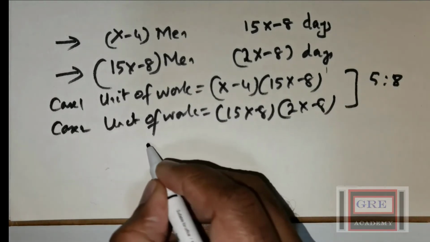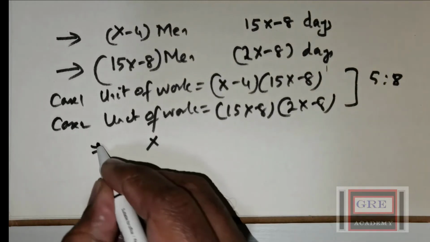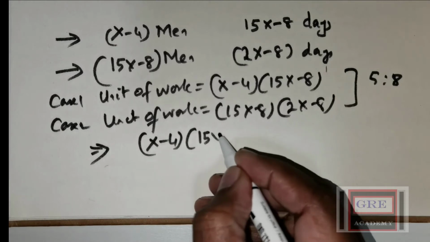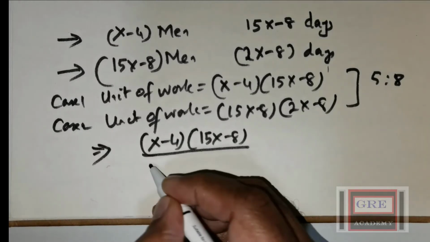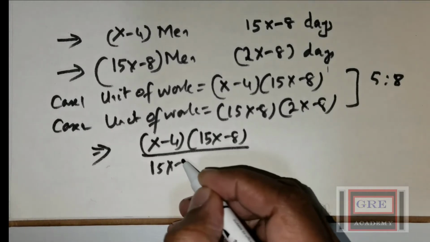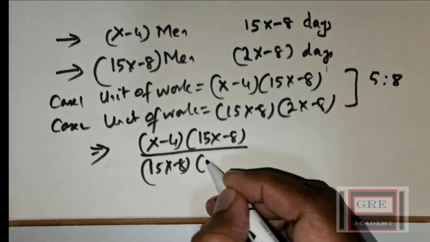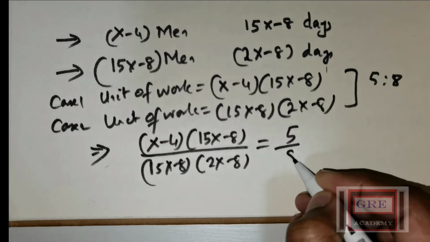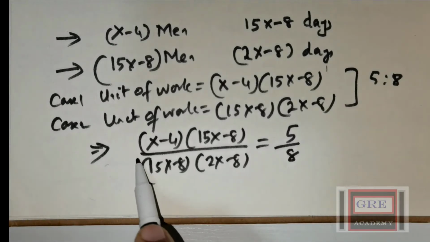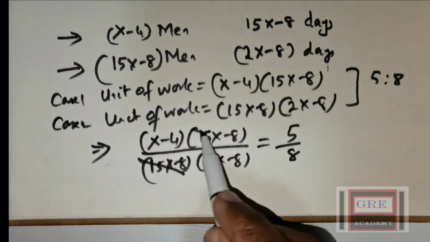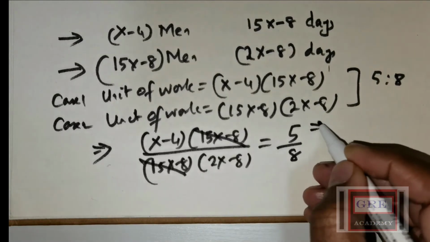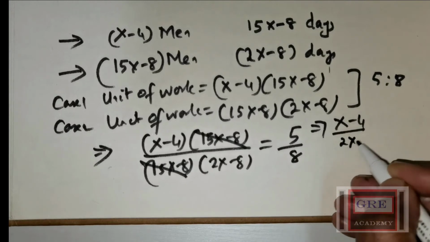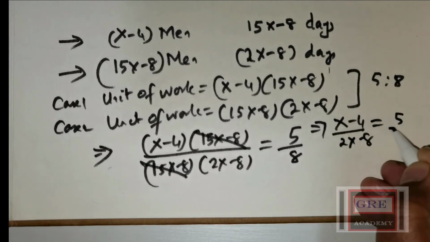So that would mean we have (x - 4) times (15x - 8) divided by (15x - 8) times (2x - 8) is equal to 5/8. Now clearly 15x - 8 and 15x - 8 can be cancelled. So this means I've got (x - 4) divided by (2x - 8) being equal to 5/8.